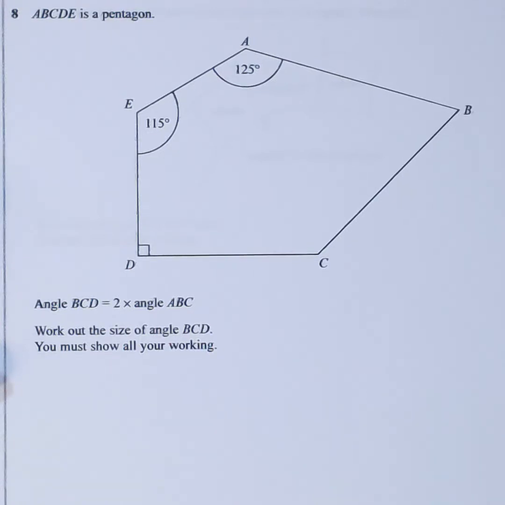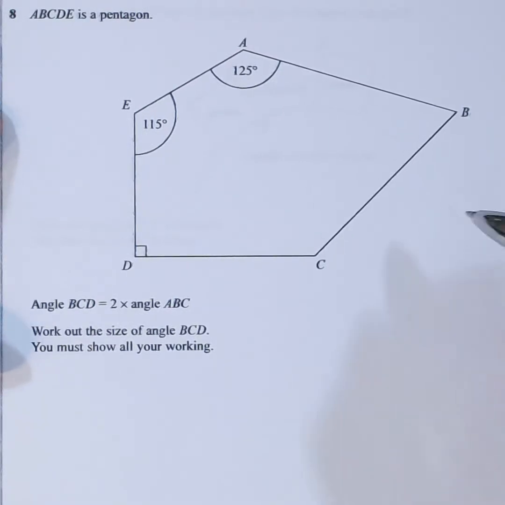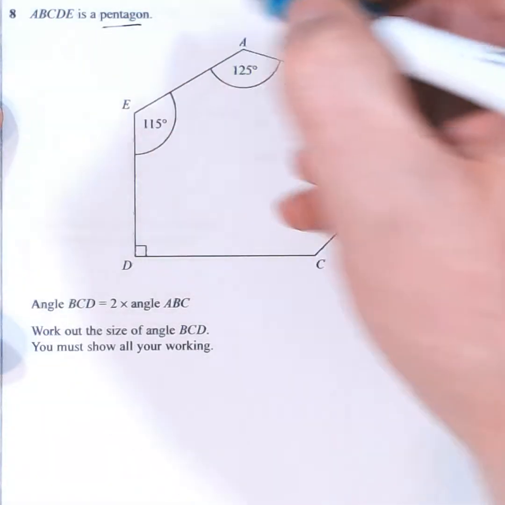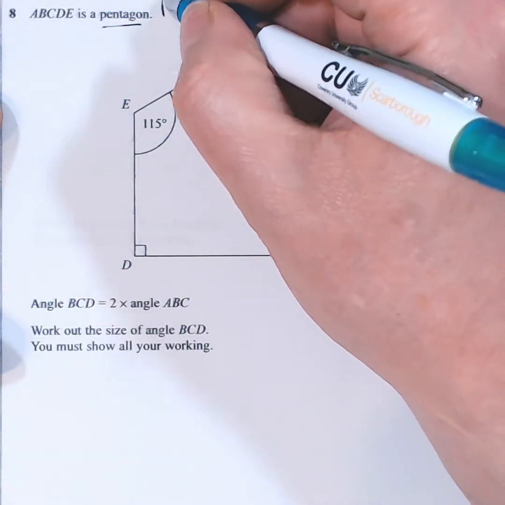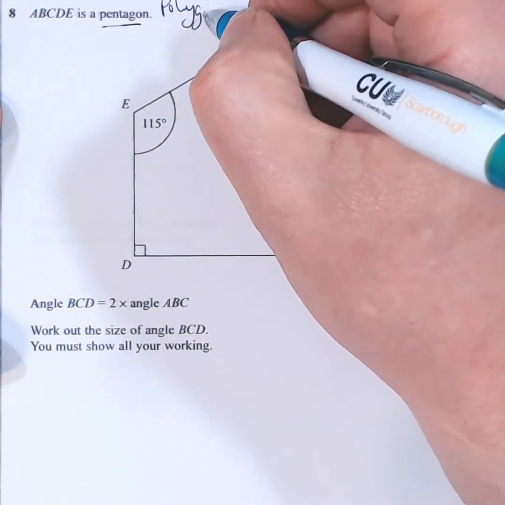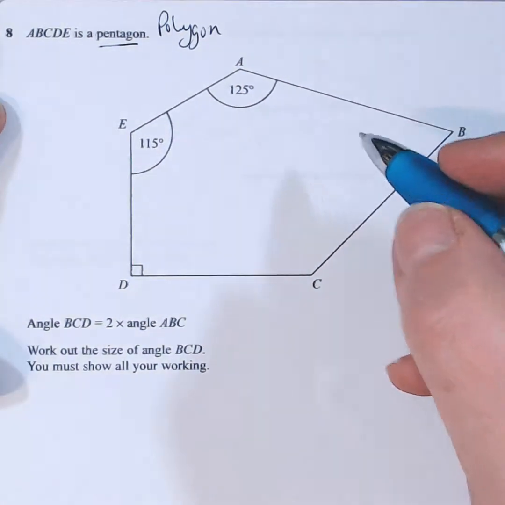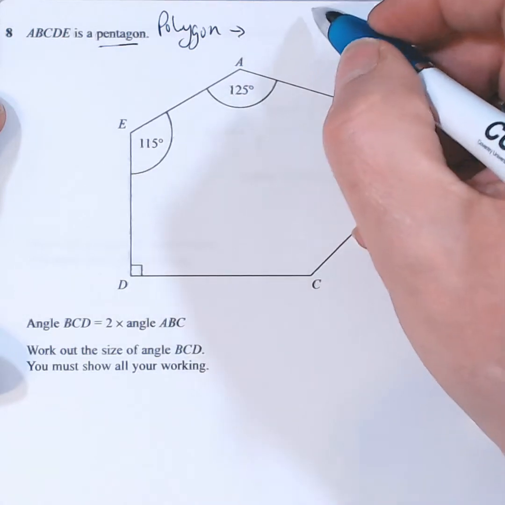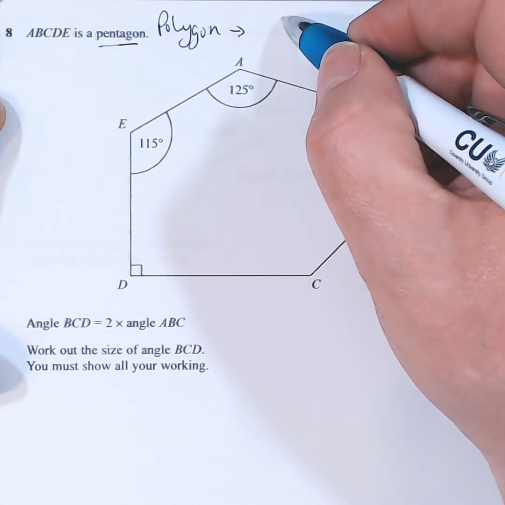Okay, so just a few questions involving polygons and finding missing angles and using the rules or the formulas that get associated with polygons. So the first thing to recognise is that this uses the word pentagon, which is a polygon. So we should be thinking then that there are three formulas that we tend to associate with these.